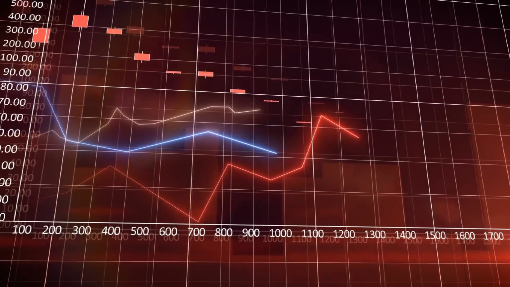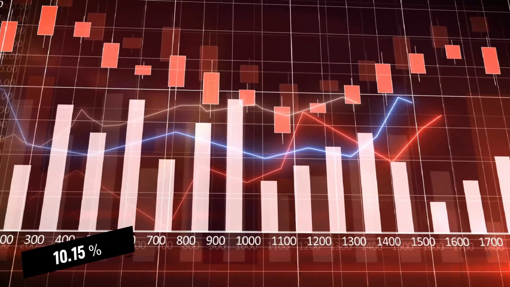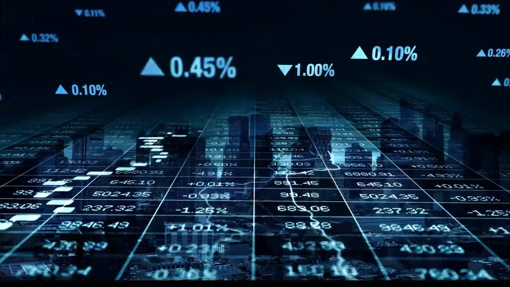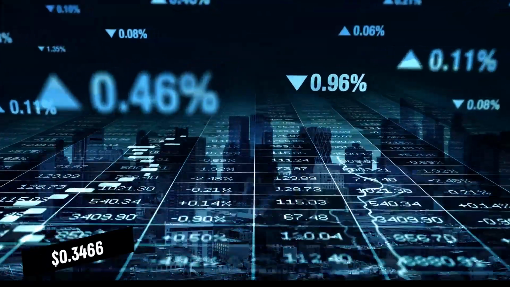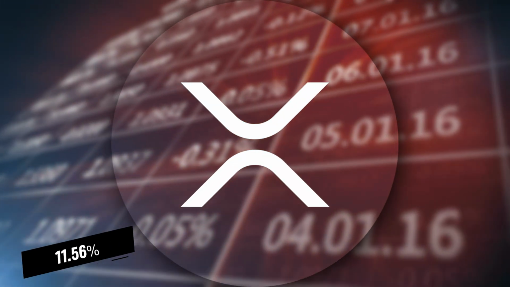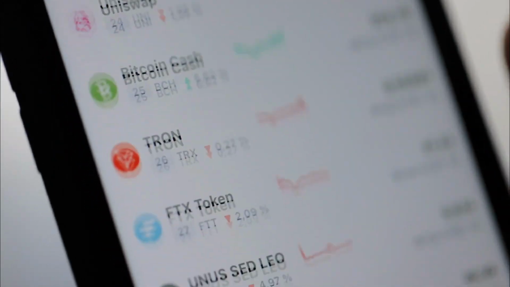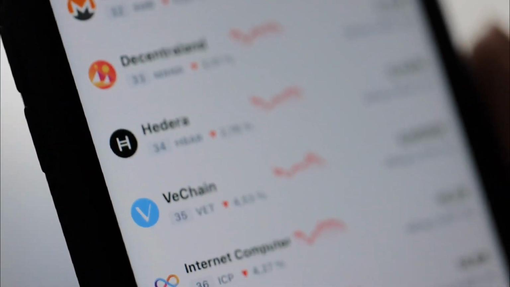Over the course of the past day, the price of one XRP fell by 10.15%, landing at $0.3466. The cost of XRP has declined by 11.56% over the course of the past week. It is now the 8th largest cryptocurrency when measured by market capitalization.